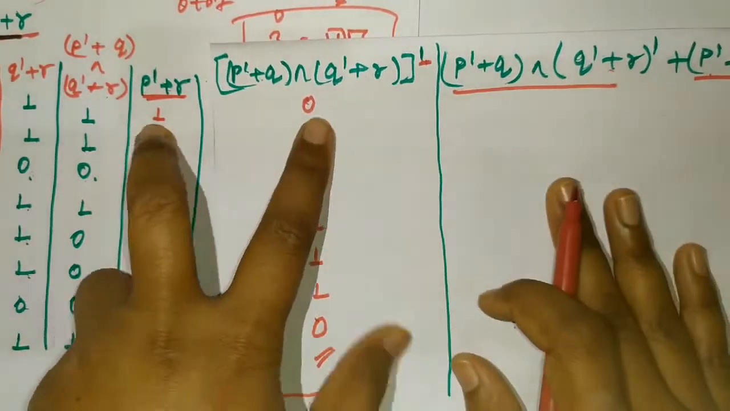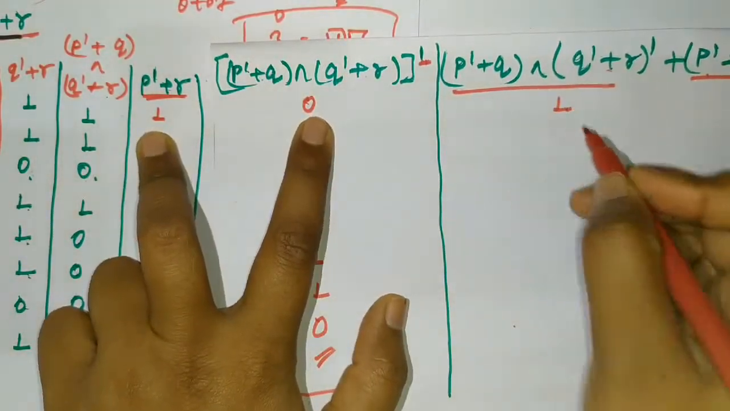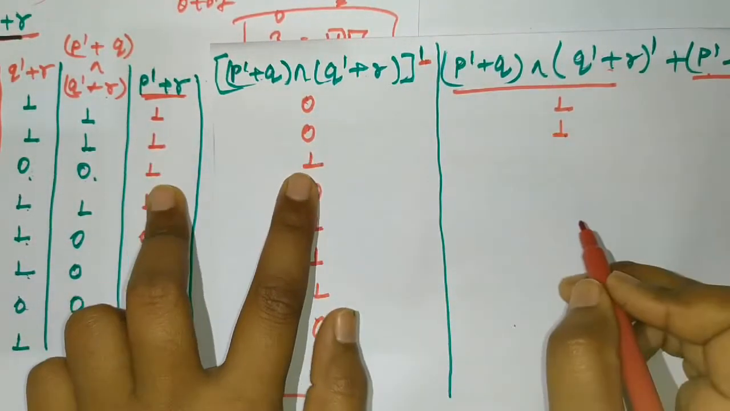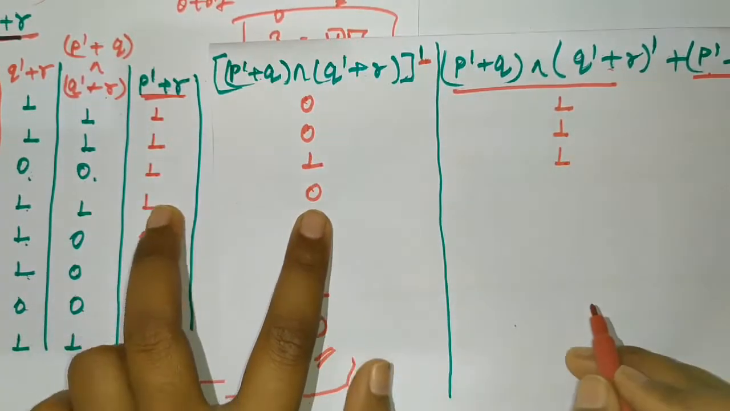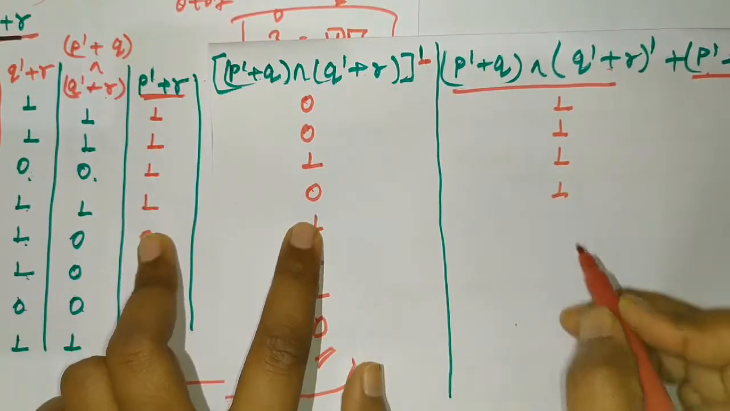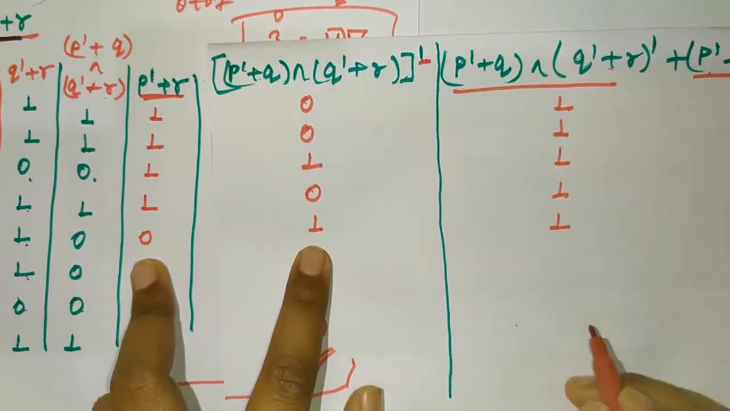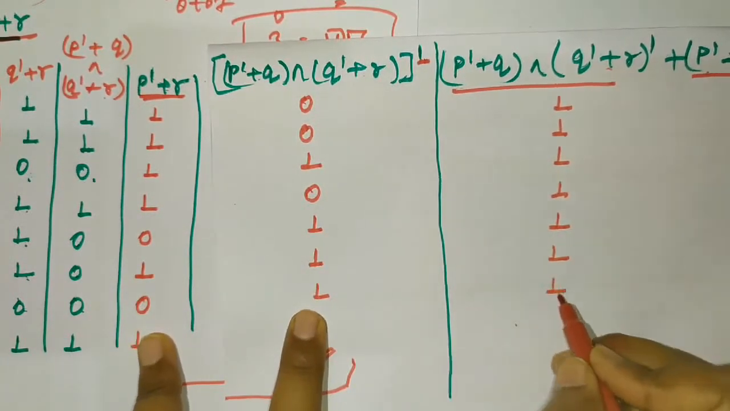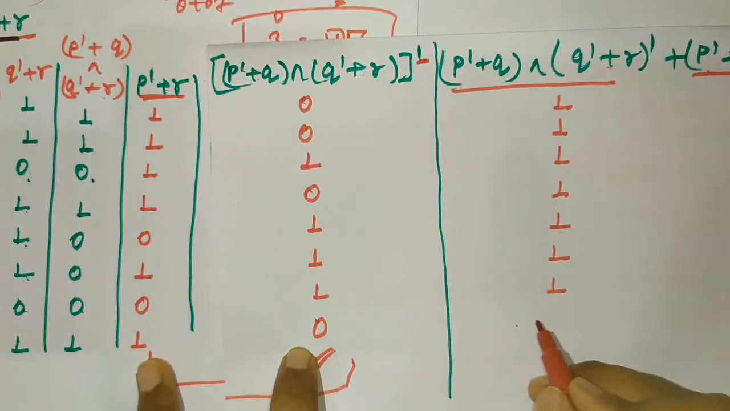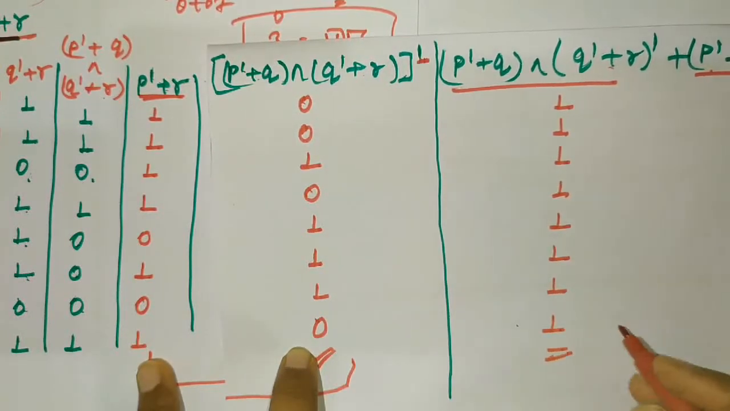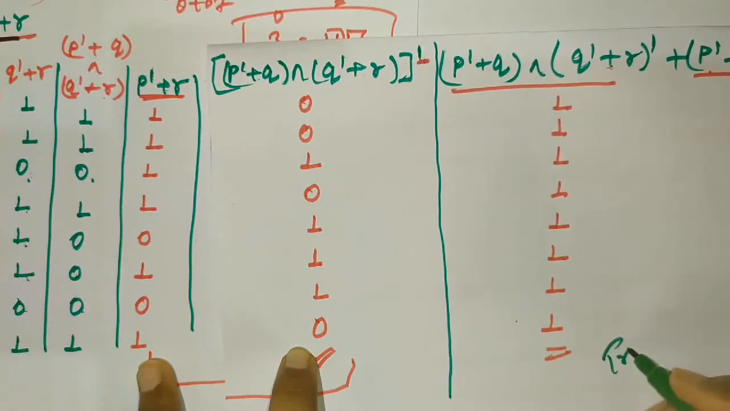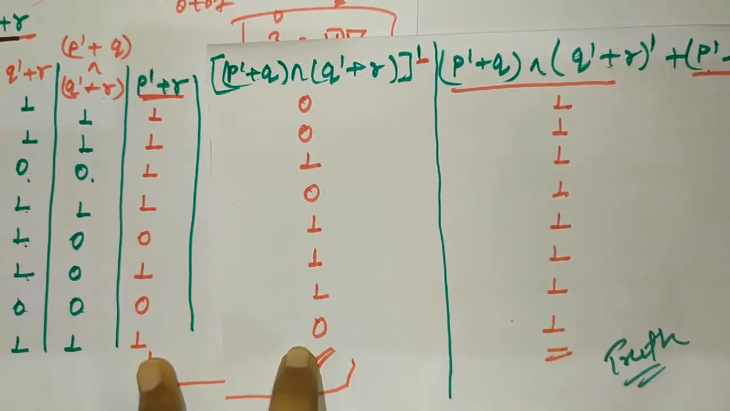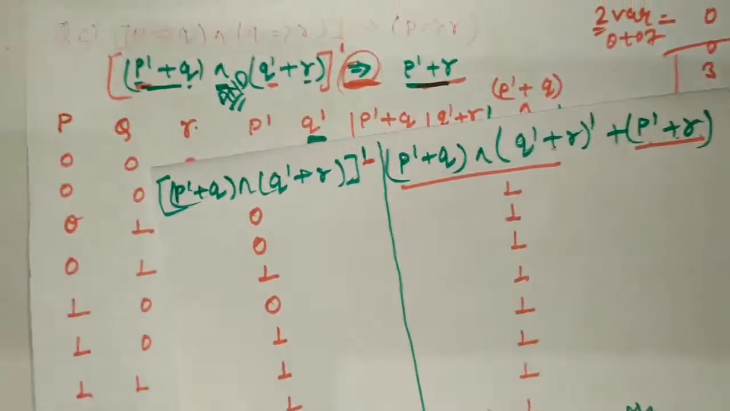So add these numbers. 0 plus 1 is 1. 1 plus 0 is 1. 1 plus 1 is 1. 1 plus 0 is again 1. 0 plus 1 is 1. 1 plus 1 is 1. 1 plus 0 is 1. And 0 plus 1 is again 1. This is the truth table of our given question.